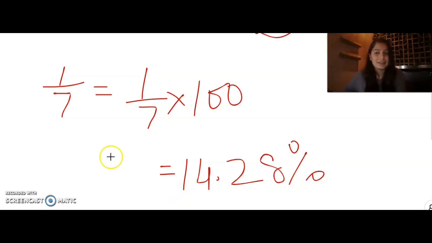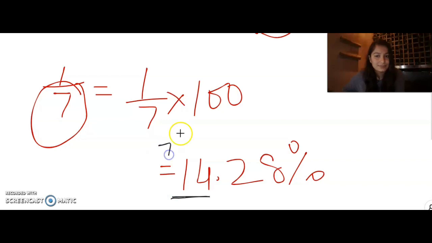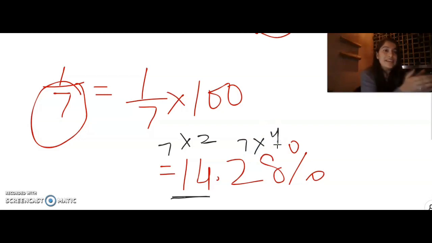So 1 by 7. What is 7 into 2? 7 into 2 is 14. And what is 7 into 4? It's 28. And that's all. So here we have first two even multiples of 7 as our answer. 7 into 2 and 7 into 4. 14.28%. And that will give us the value of 1 by 7.